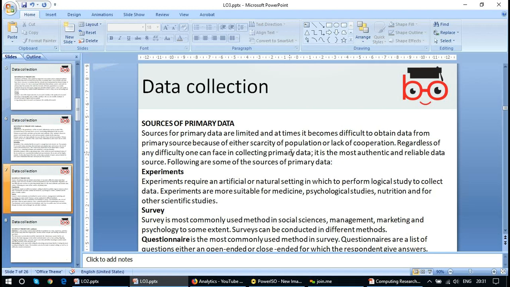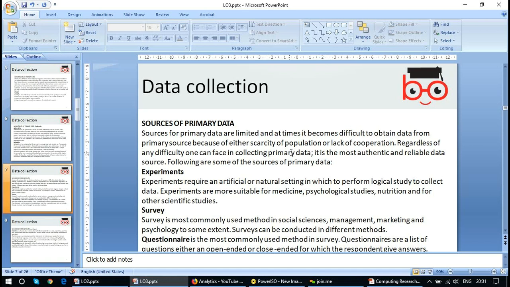sources of primary data. The sources of primary data are limited, and at times it becomes difficult to obtain data from primary sources because of either scarcity of a population or lack of cooperation sometimes. Regardless of any difficulty one can face in collecting primary data, it is the most authentic and reliable data source. Following are some sources of primary data.